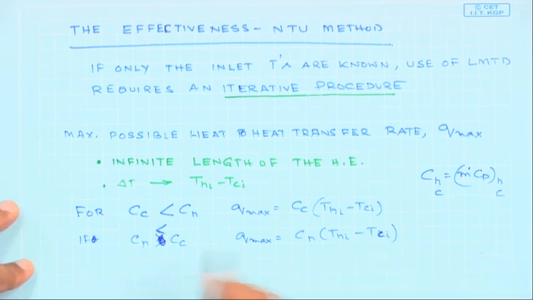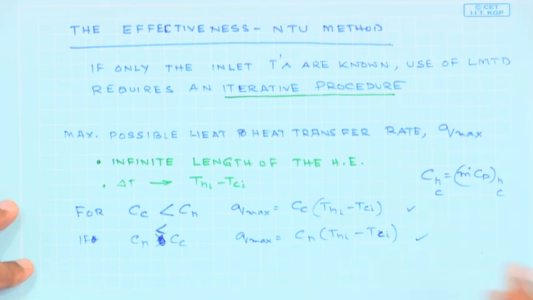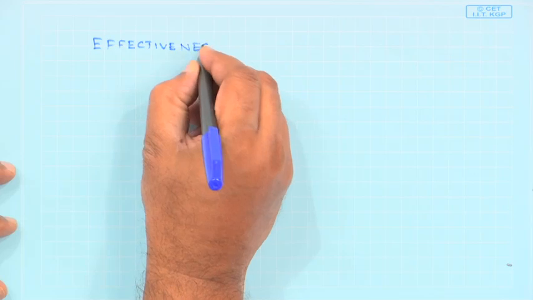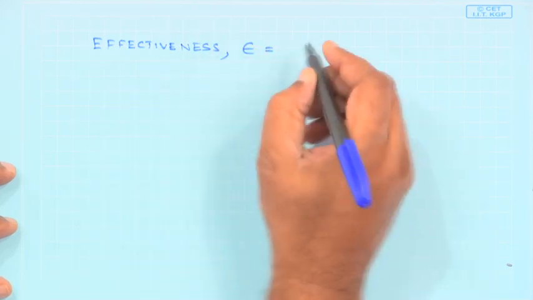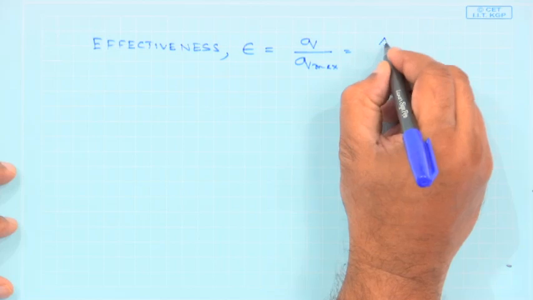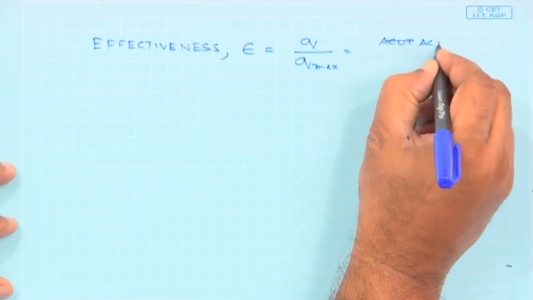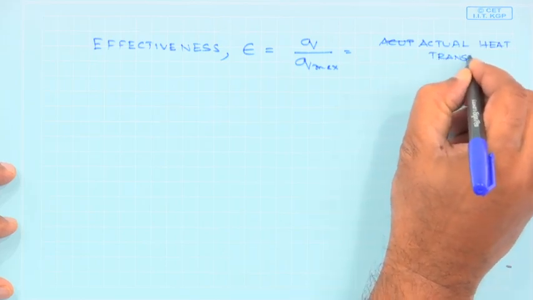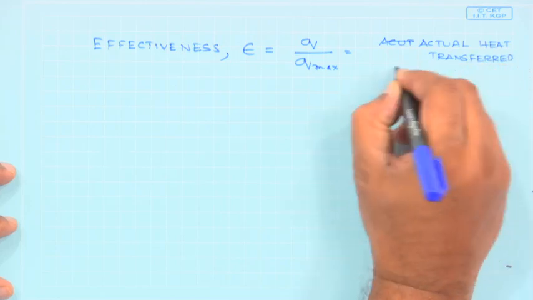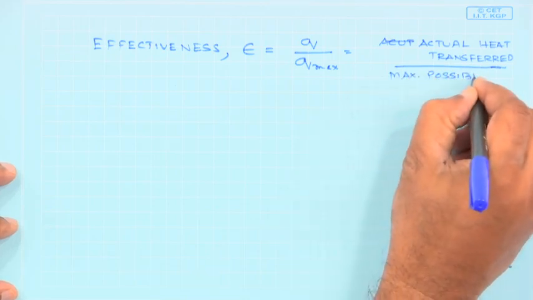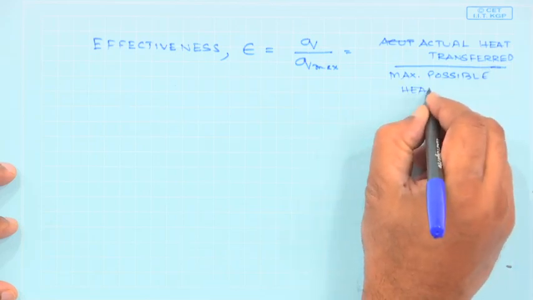Okay. So, the effectiveness, so I guess these two are clear to all of you, and then the effectiveness for anything, which is denoted by epsilon in this case, is the actual heat transferred divided by the maximum possible heat transfer.